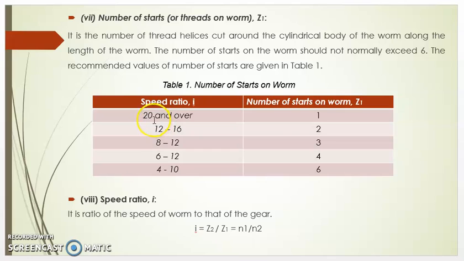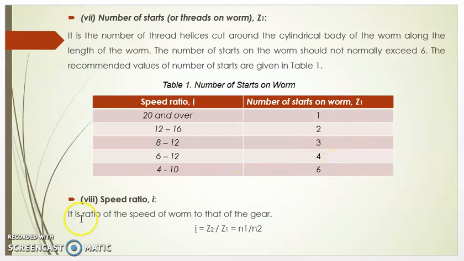For speed ratio 20 and over, we will require single start thread. For speed ratio 12 to 16, we require double start thread. For speed ratio 8 to 12, we require triple start thread. For speed ratio 6 to 12, we require number of starts, that is Z1 is equal to 4. For speed ratio 4 to 10, we require number of starts Z1 is equal to 6.